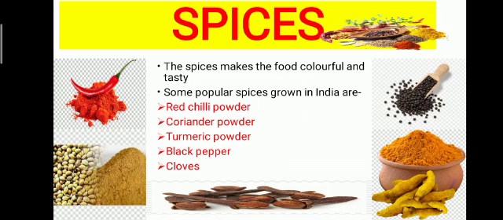Next thing is spices. The spices make the food colorful and tasty. If you see, we add turmeric to make our dishes look yellow, and it also adds taste to the food. Some popular spices grown in India are red chili powder, coriander powder, turmeric powder, black pepper and cloves. You can ask your parents to show the real samples of these spices if present at home. So you can have a look.